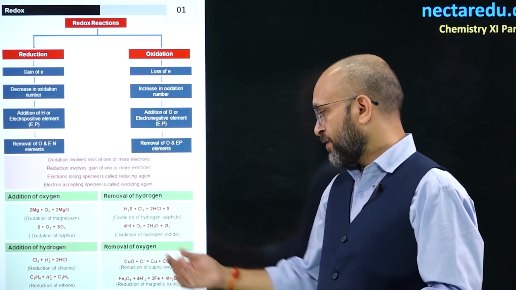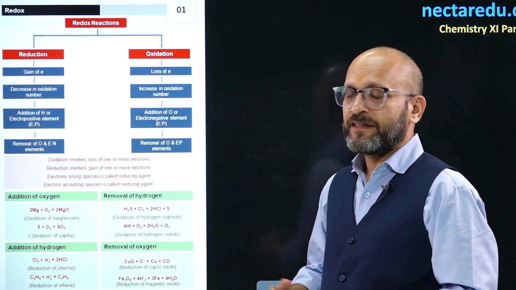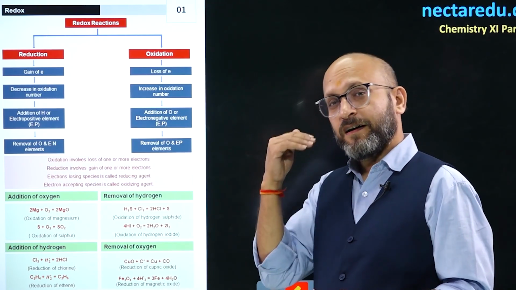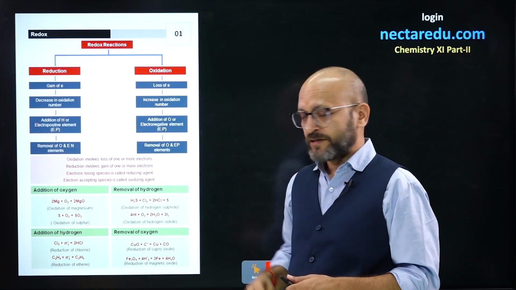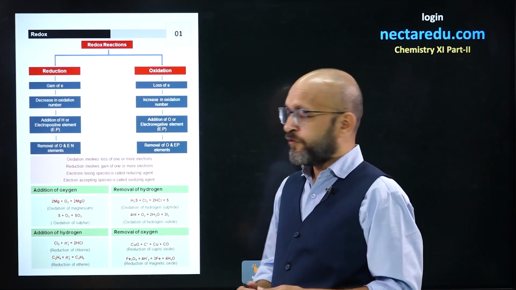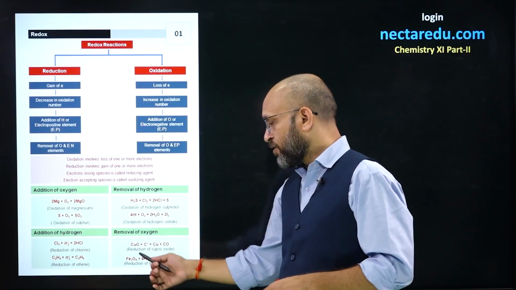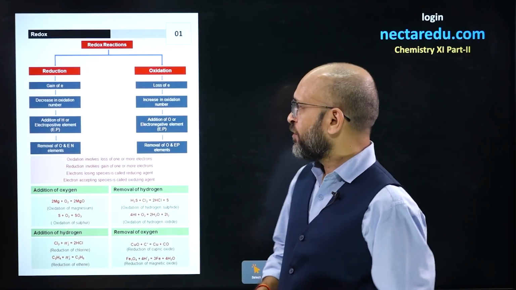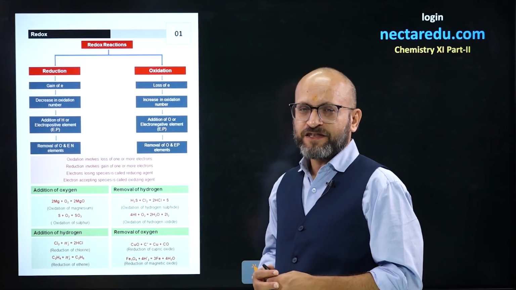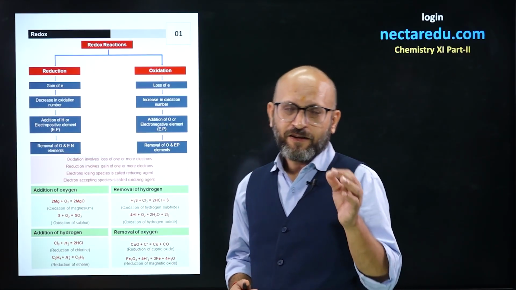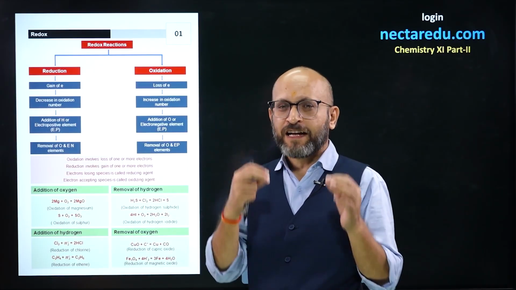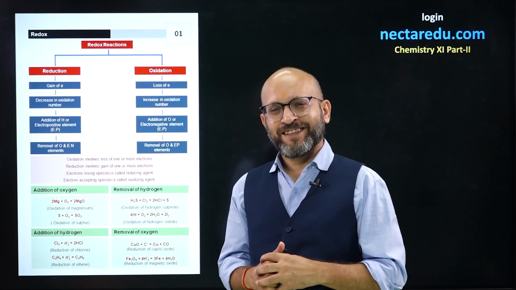Here what is happening? Removal of oxygen. So copper oxide is getting reduced because removal of oxygen is happening. Similarly, Fe3O4 is getting reduced because oxygen is getting removed. So on this page we have discussed what is oxidation, what is reduction, and we have discussed a few examples as well. So that's it.